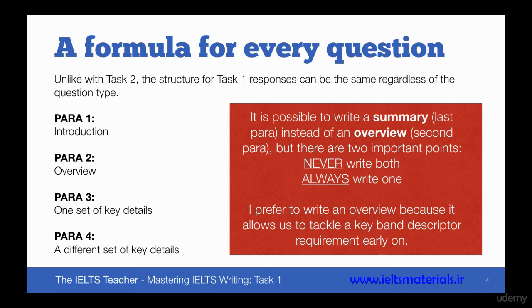But there are 2 important points. Never write both, it's a waste of time. They essentially do the same, they serve the same function, but always write one. I prefer to write an overview because it allows us to tackle a key band descriptor requirement early on. As we looked at the band descriptors earlier, we need to write a clear overview in order to achieve a band 7. So an overview and a summary are basically the same thing. One goes after the introduction, the other one goes at the end of the response, but they serve the same function.